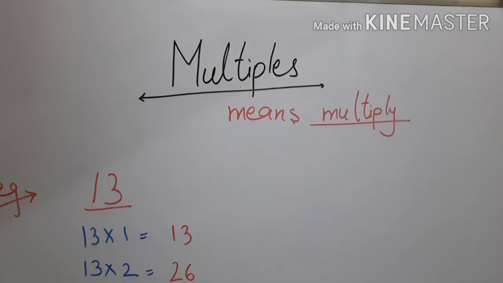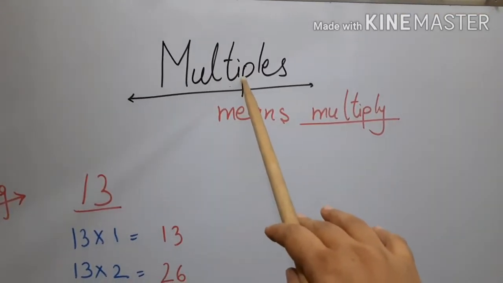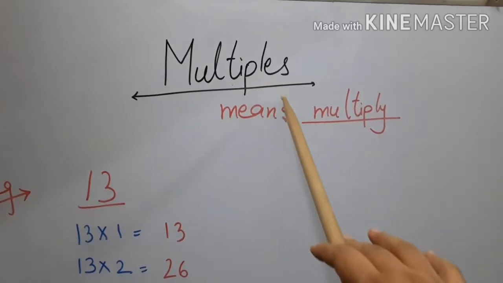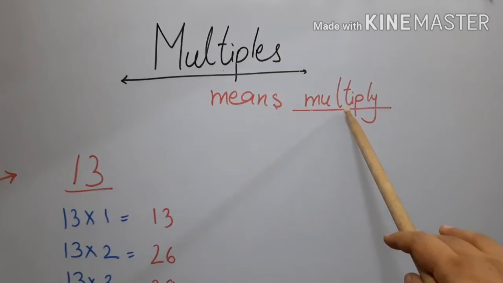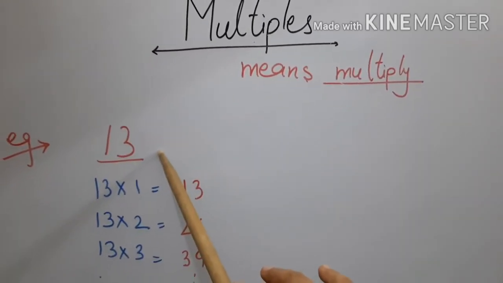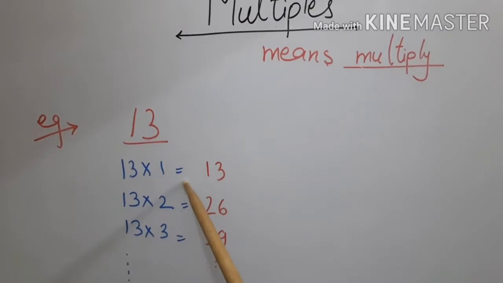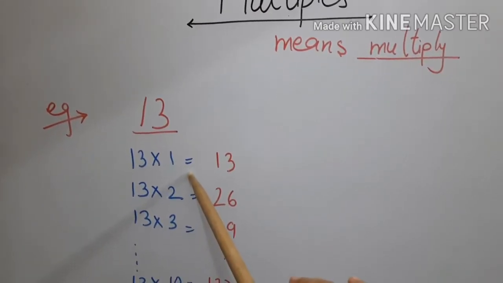Today we are going to learn about multiples. As the name suggests, multiples means multiply. In this chapter, if you want to find the multiple of any number, you have to multiply the number with another number. In this way, we can find the multiple of any number.